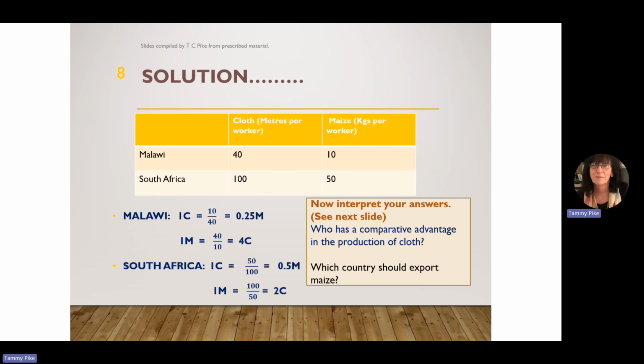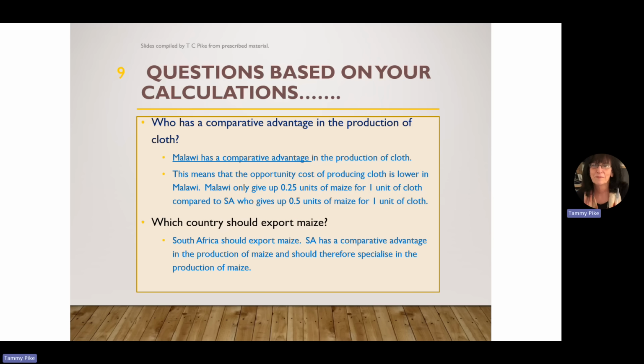So the answer to your question would be South Africa should specialize in the production of maize and would export maize to other countries. Be sure you can do that, all right? And then I give you an explanation. In case you didn't follow what we were doing there, your explanation is there, and you can read it through and make sure you can understand why it is South Africa that should be exporting maize.